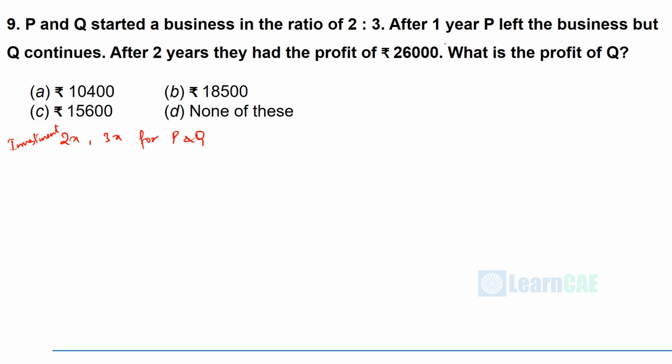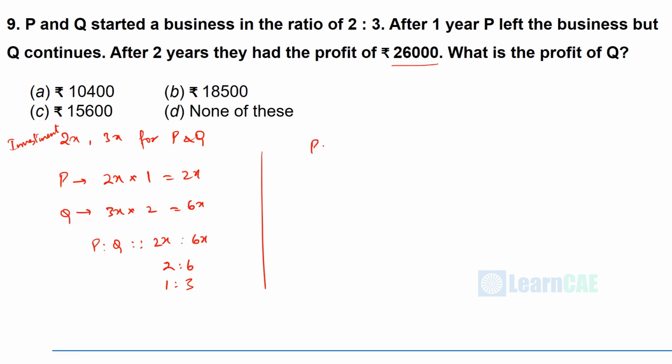Okay. So P's contribution will be 2x for a period of 1 year because after 1 year P left the business. This is for 1 year. And for Q it is 3x into, he is continuing for full 2 years, into 2. So this is equal to 2x and this is equal to 6x. So the ratios are 2x is to 6x. This is nothing but 2 is to 6 or 1 is to 3.